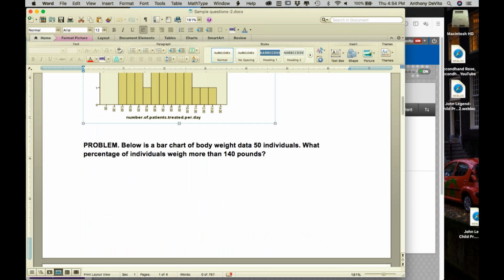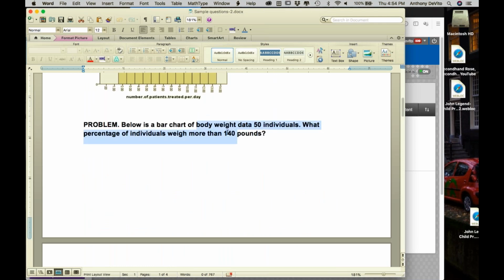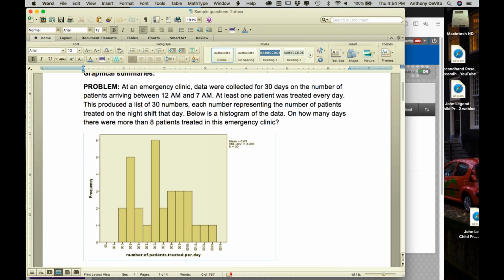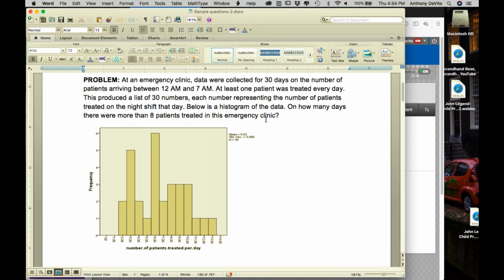Okay. Below is a bar chart of body weights. Let me ask another question here. Okay, let me ask a second question here.